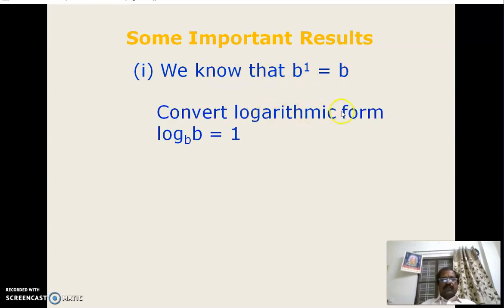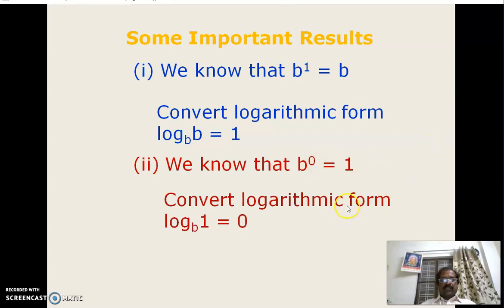Convert into logarithmic form. Log b to the base b is equal to 1. When the log value and base value are the same, the value will be 1. Second one, we know that b to the power of 0 is equal to 1.